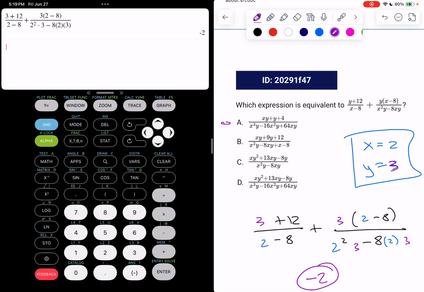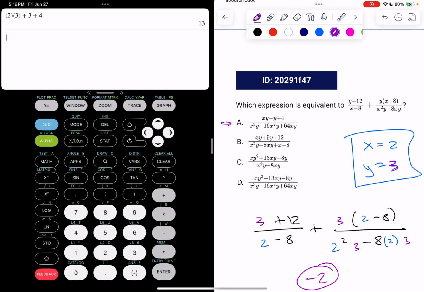So trying out A right now, I'm going to grab myself a little fraction bar. And again, anywhere I see X, I'm going to put a 2. Anywhere I see a Y, I'm going to put a 3. So here I have X, which is 2, times Y, which is 3, plus 9 times Y, which is 3, plus, oh, I started on the wrong one. Let me try again. We're trying A, right? So we're going to do 2 times 3 plus our Y, which is 3, plus 4. That's our numerator.